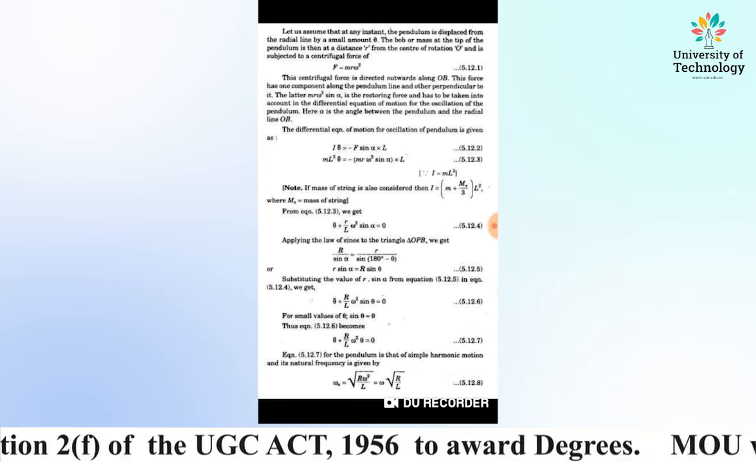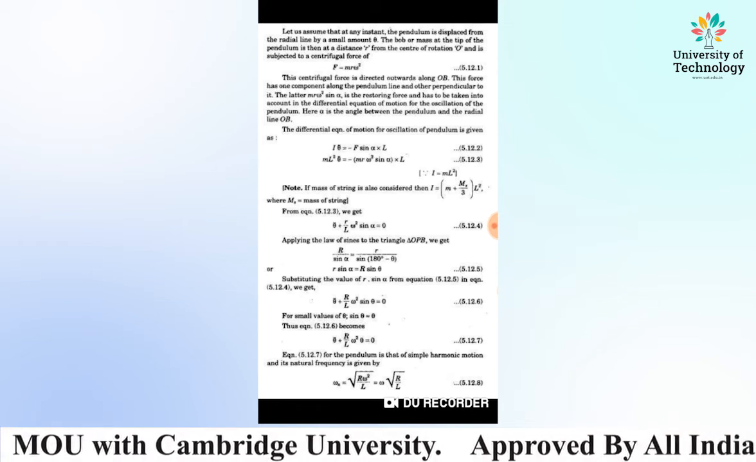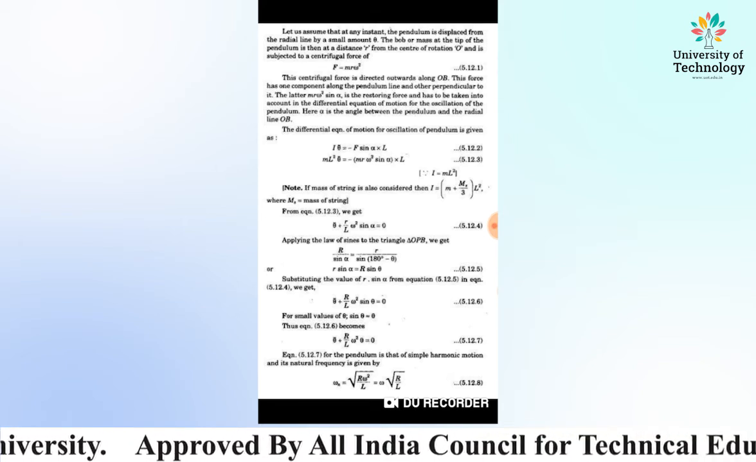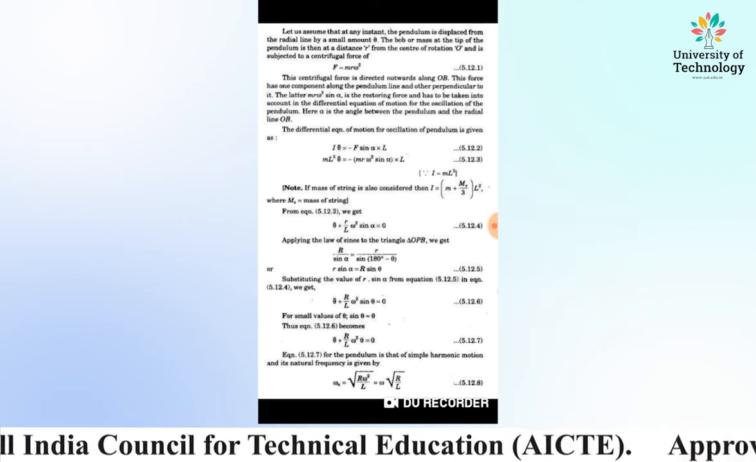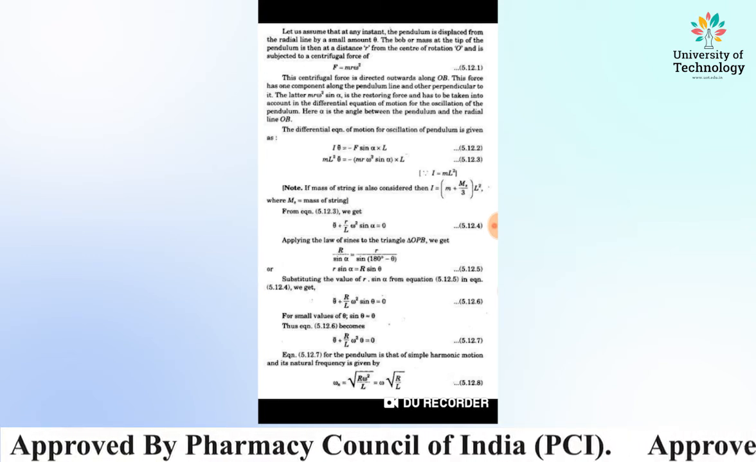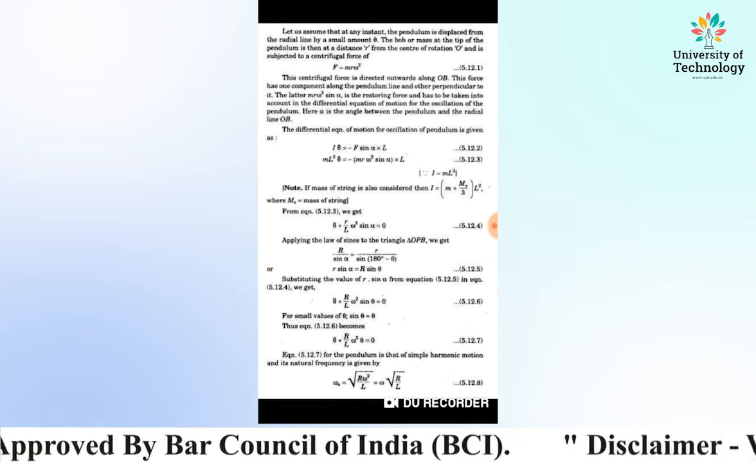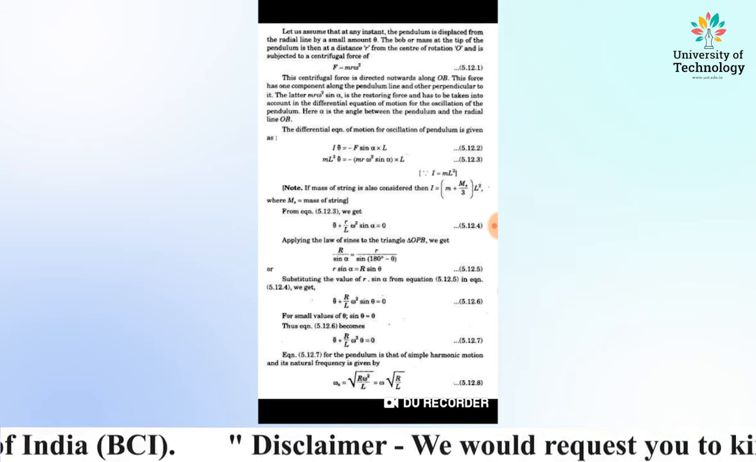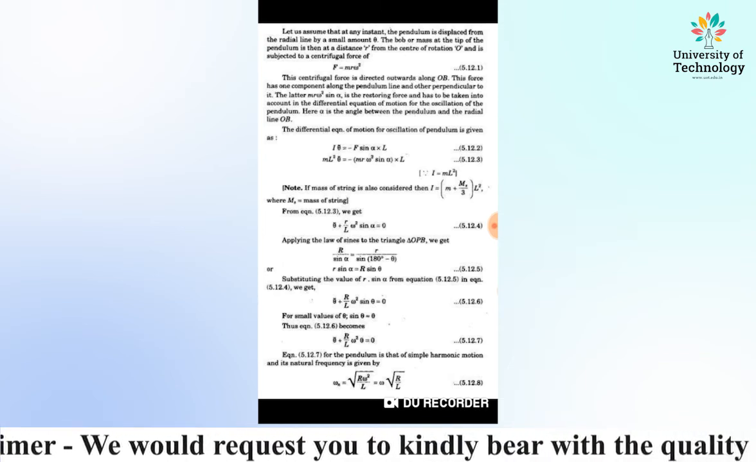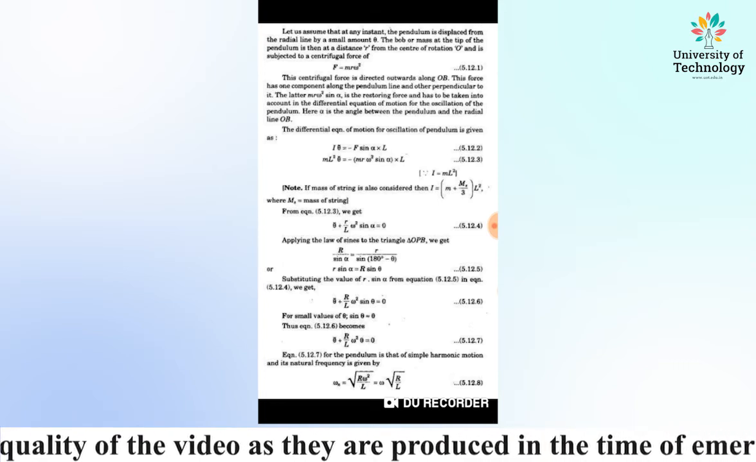For small values, we know that sine theta is approximately equal to theta. Then the equation becomes theta double dot plus R by L omega square theta is equal to 0. The above equation for the pendulum is that of simple harmonic motion, and it gives its natural frequency. By comparing with the equation theta double dot plus omega n square theta is equal to 0, we find that the natural frequency omega n is equal to the root of capital R omega square by L, that is equal to omega root R by L.